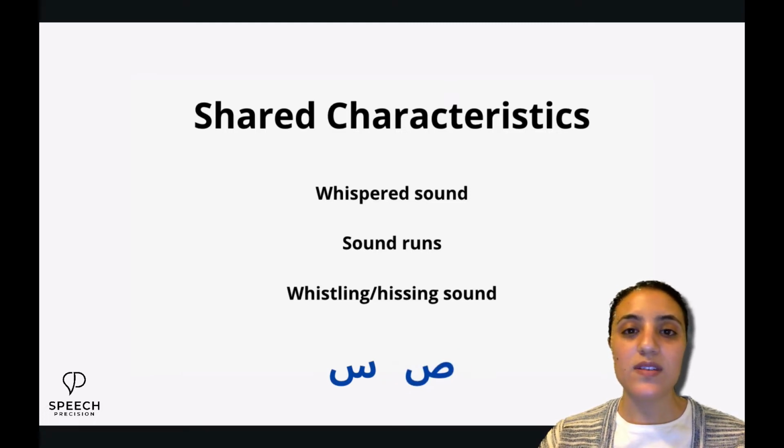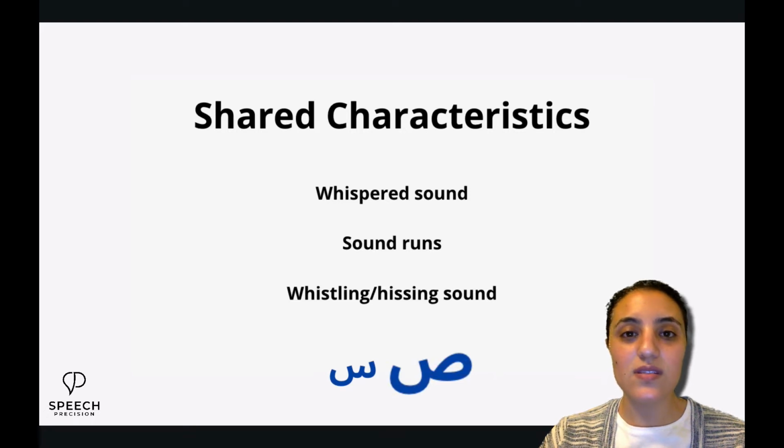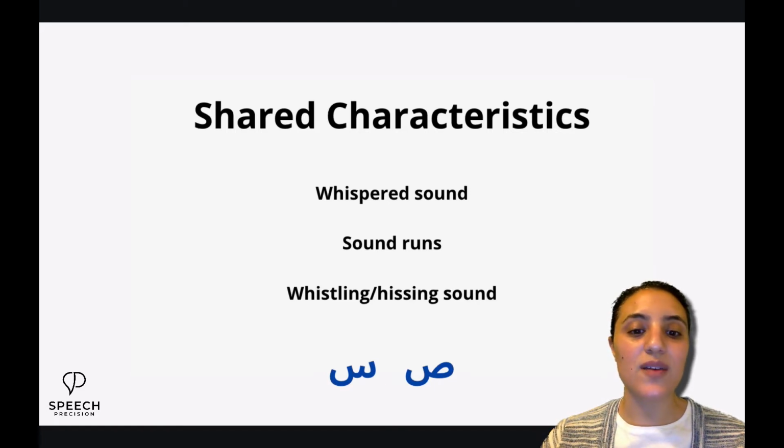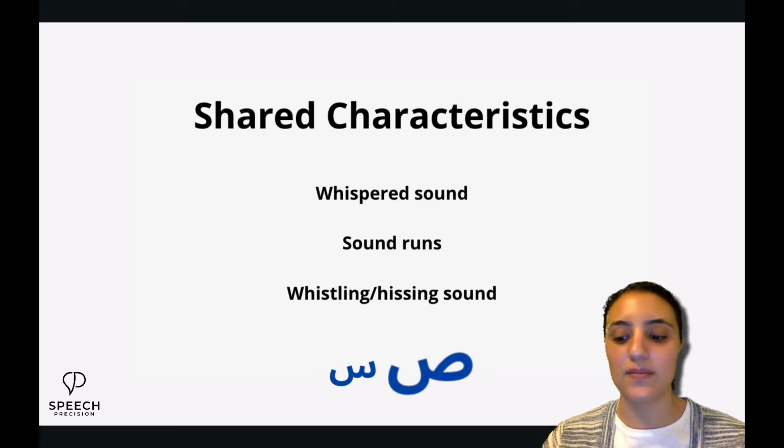For both of these sounds, the sound can run on. So I can continue to say these two sounds until my breath runs out if I wanted to. S. And for Saad, s. I can keep going, okay? The Seen and the Saad are also both sounds that have this whistling quality or this hissing quality. S, s. There's this whistling sound happening there.